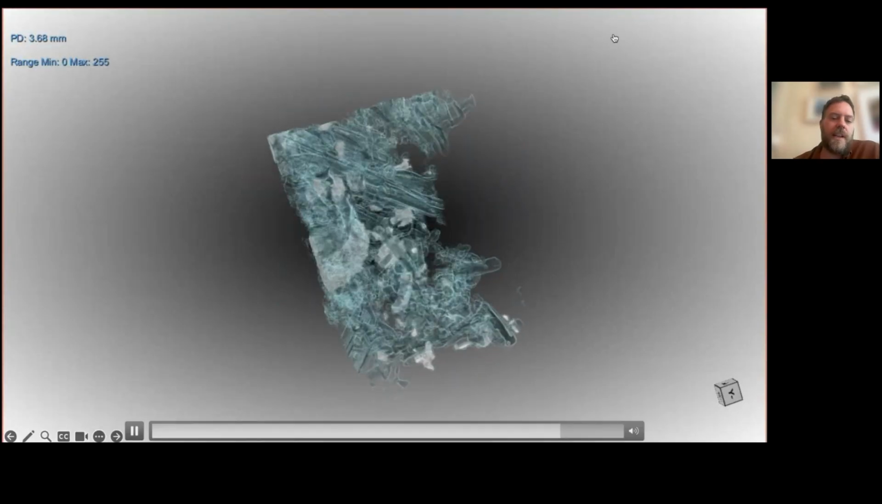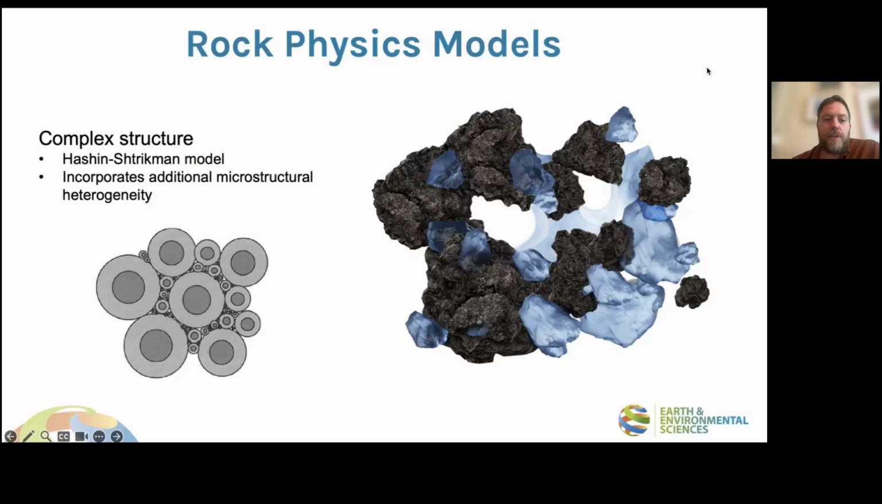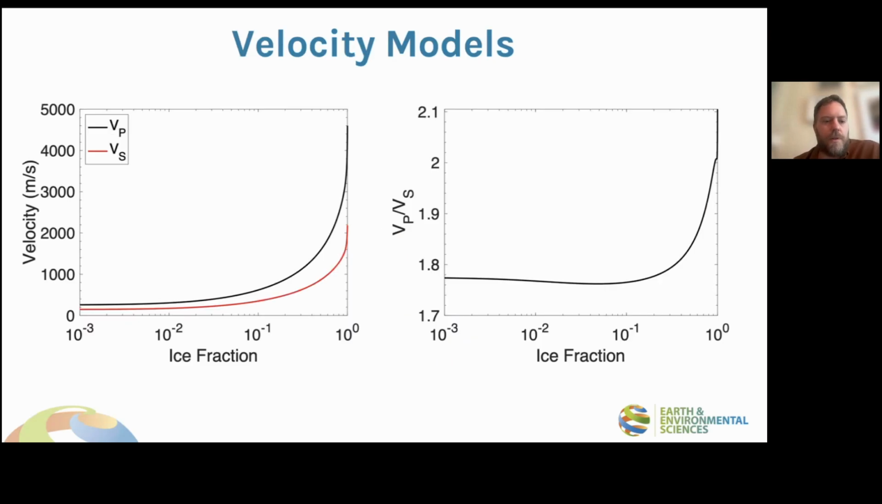And so if you move on to the next slide, the general heterogeneity of the structure led us to favor this Hashin-Strikman model, which can accommodate additional microstructural heterogeneity, different grain sizes, different coordination of the grains themselves. And in fact, it offers a range of potential ice-to-elastic-modulus values, and we use an average value to build our model. If you go to the next slide, you can see what it looks like.